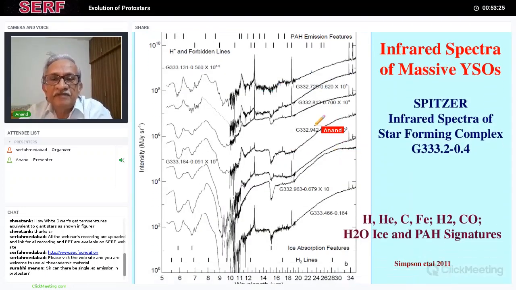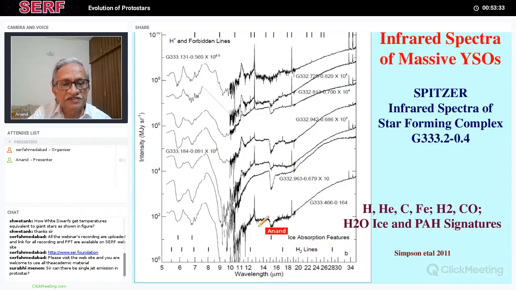Now these are the infrared spectra, because the shocks, as I have said, are exciting these regions, and they produce a lot of emission spectrum. This is from 5 micrometer to about 34 micrometer. As I said, these are visibly very difficult regions. A lot of extinction is there. So only infrared, and longer wavelengths, are possible to find out these. So you can find lines from hydrogen, helium, carbon, iron, molecular hydrogen, carbon monoxide, water ice, and polycyclic aromatic hydrocarbons. All these signatures are seen here.